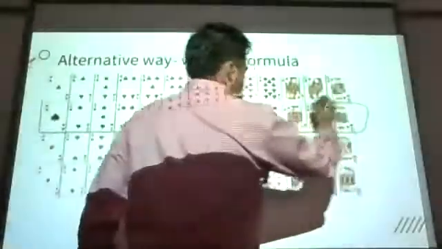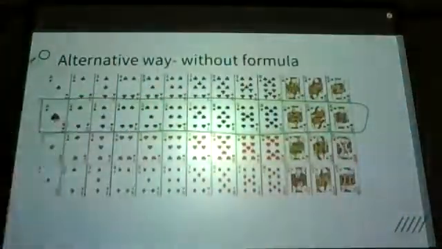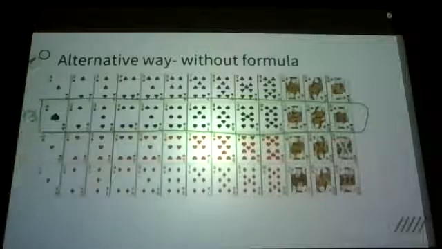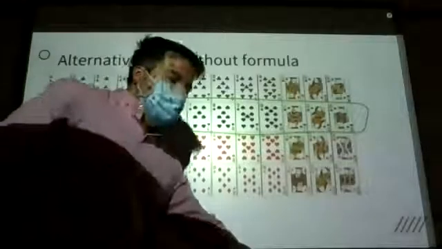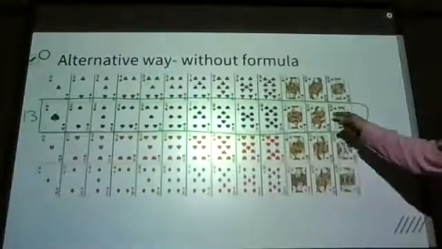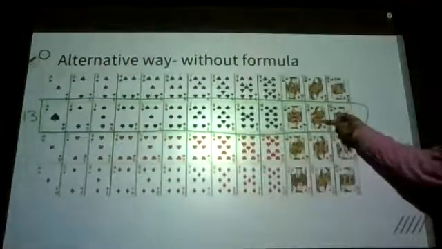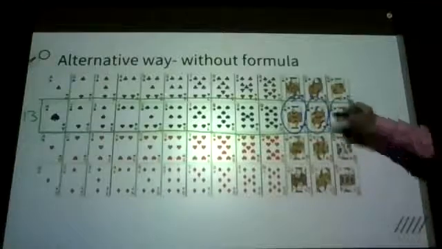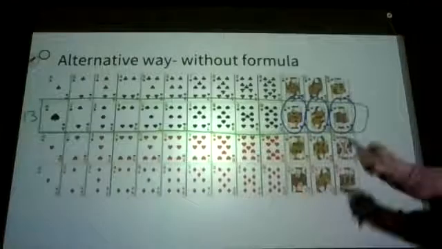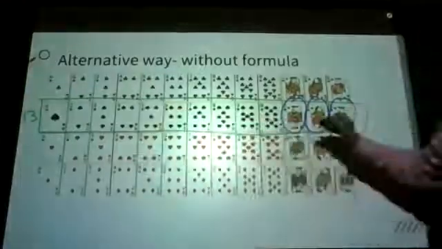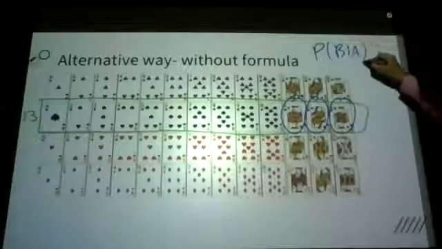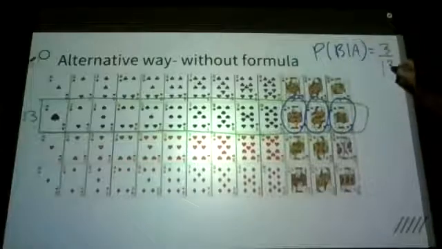So we're told that automatically we have a spade. That automatically reduces our sample space. Instead of looking at all 52 cards, I'm only going to look at these 13 cards. And then the question is, what's the probability that it's a face card if it has to be one of these cards in this green box? There are only 1, 2, 3 face cards out of the possible 13. So the probability of B given A is just 3 out of 13.